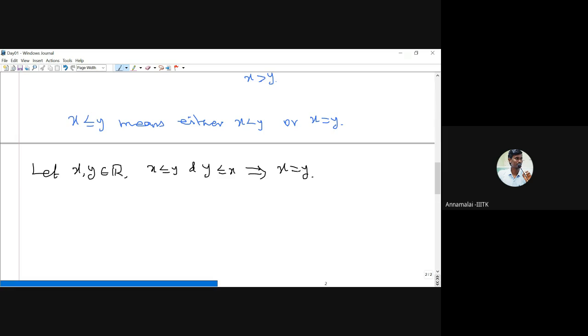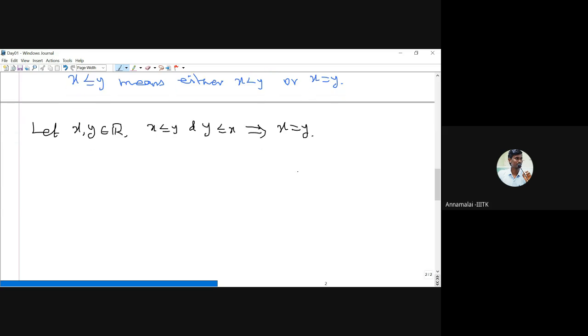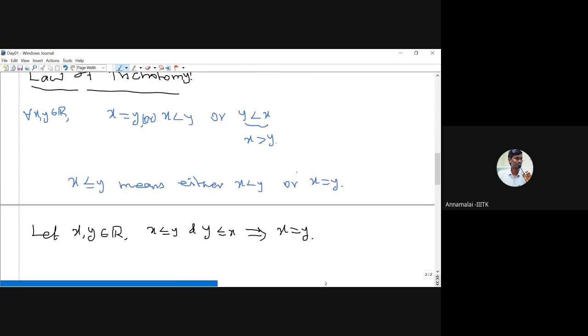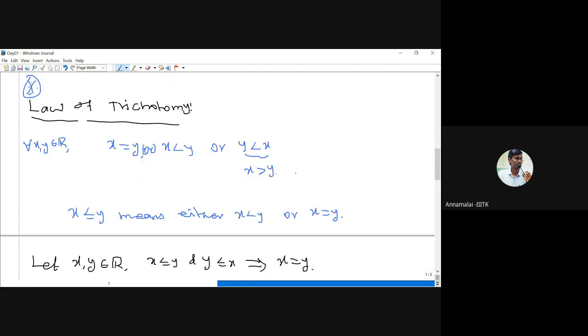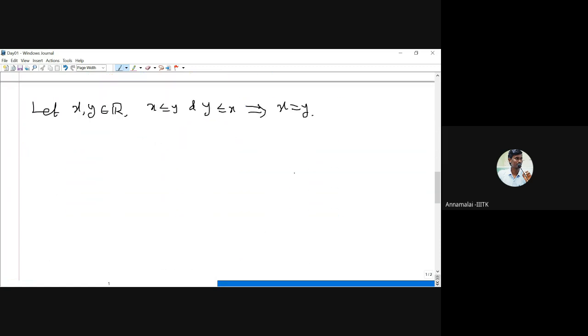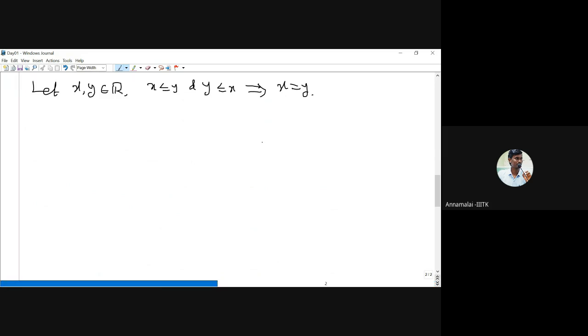And then we list some of the order relations. So what does order relation mean? There is an order. So here less than is the order. What are the properties of an order relation? Now we list some of them.